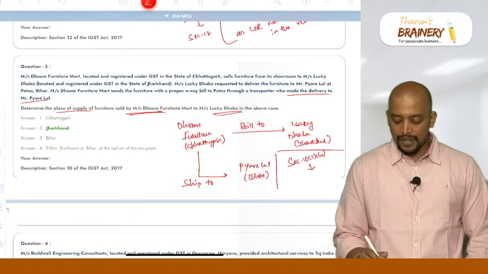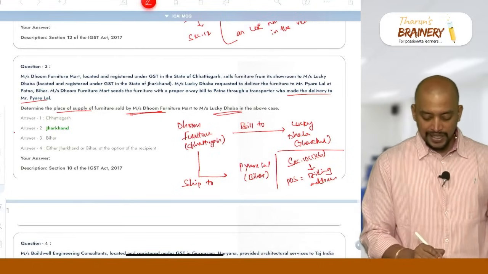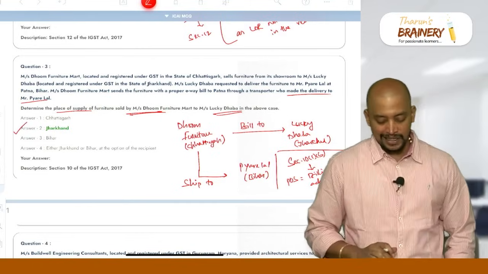So in case of bill to ship to transactions, section 10(1)(b), what will be taken as the place of supply? The place of supply will be taken as billing address. So what is the billing address? The billing address is Jharkhand. So Jharkhand will be taken as the place of supply in this case.